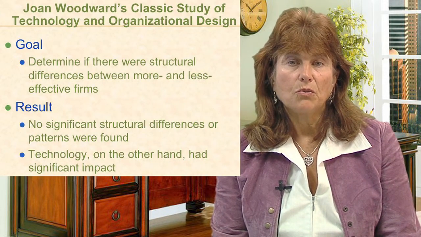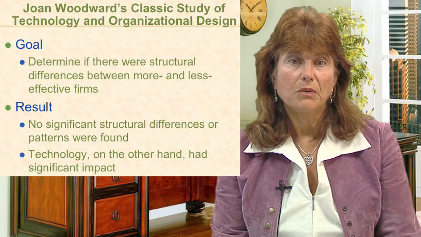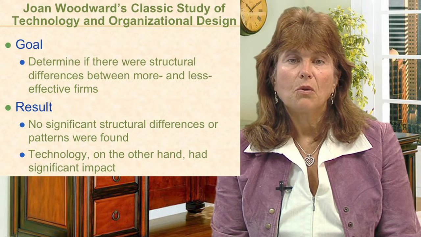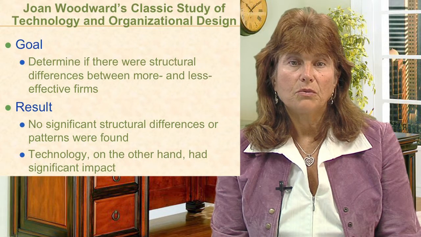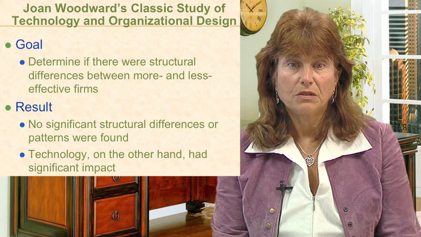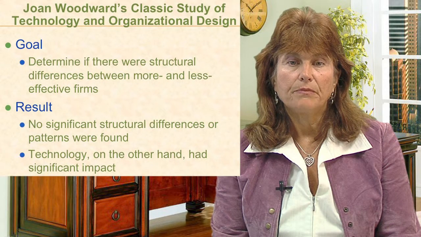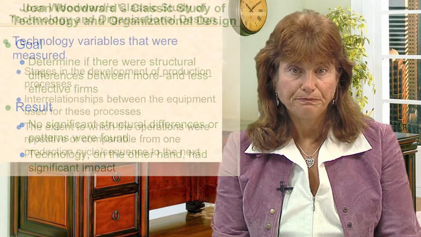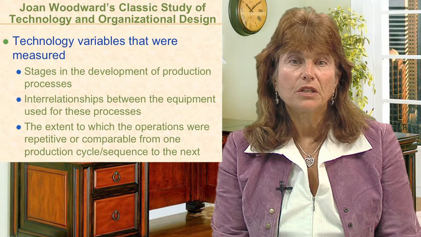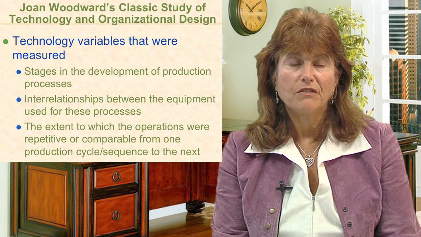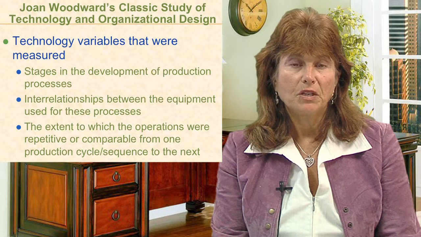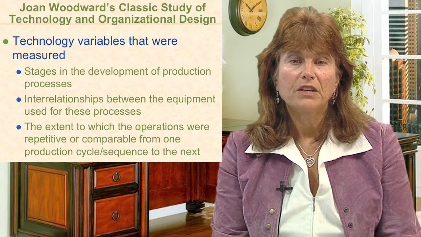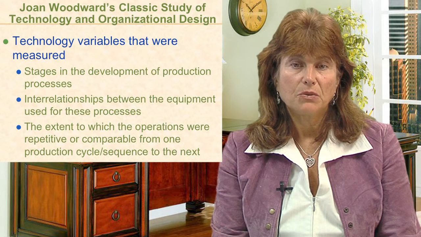There was a study done by Joan Woodward about technology and organizational design where they were trying to determine if there were structural differences between firms that were more or less effective. The overall results were that there were no significant structural differences or patterns found, but the outcome of their research showed that technology actually made a significant impact on the productivity of an organization. Some of the variables that were measured included, and you'll see this in our next graph, the stages in the development of production, the relationships between the equipment used for these processes, and the extent to which the operations were repetitive or comparable from one production cycle sequence to the next.